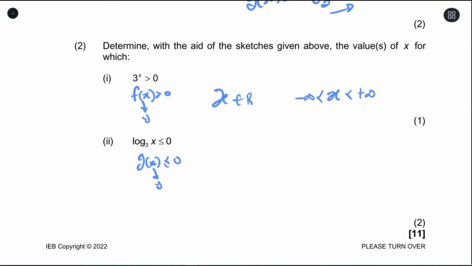So how we represent that in the question would be x is definitely less than or equal to 1, but it has to be greater than 0, right? Because you don't have any value less than 0. And that's it.